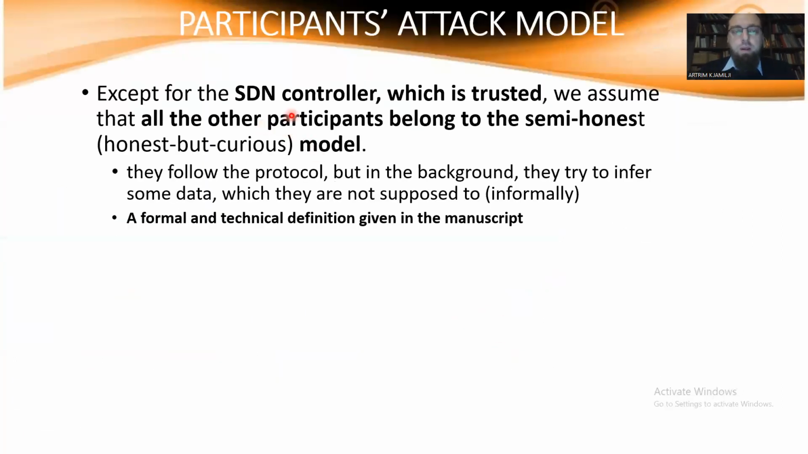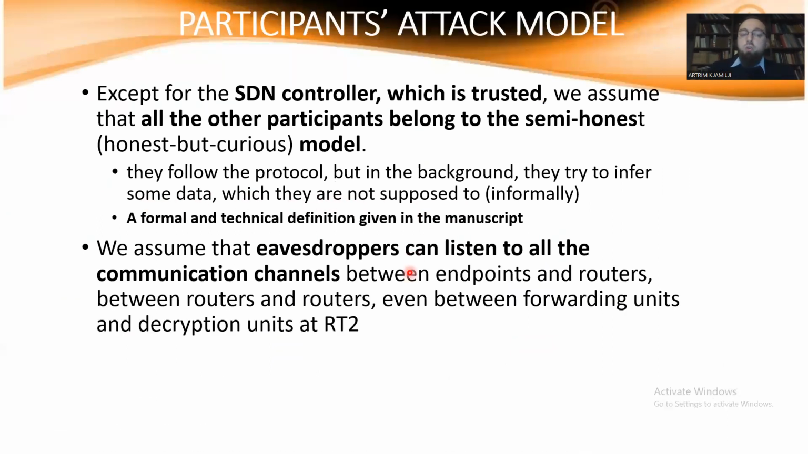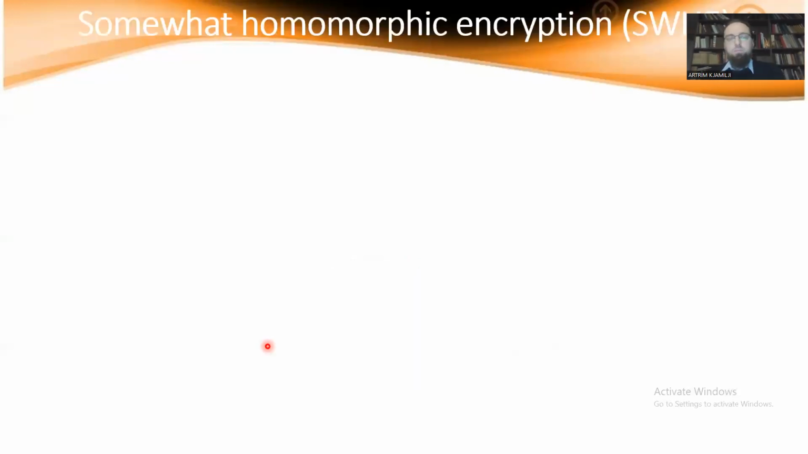Except for the software-defined networking controller, which is trusted, all of the other entities are assumed to follow the semi-honest, or honest-but-curious, model, which means that they follow the protocol, but in the background they try to infer some data which they're not supposed to. We also assume that eavesdroppers can listen to all of the communication channels between endpoints and routers. And even for RT2, they can listen to the communications between the forwarding units and decryption units.